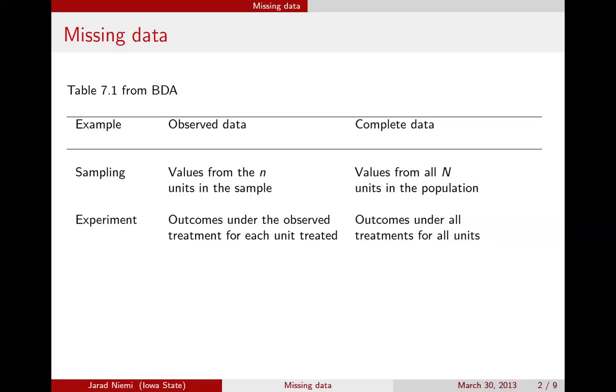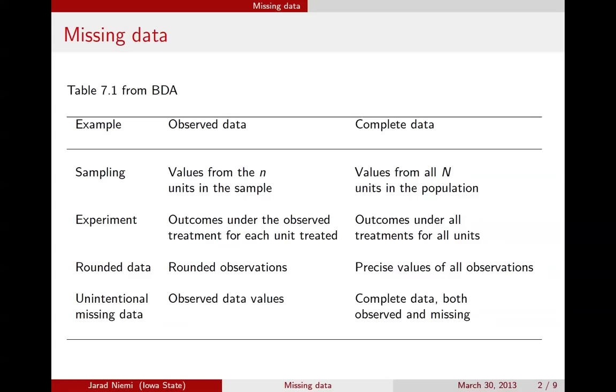Another example is that used in experimental design, where you have a certain number of units, and those units are going to get assigned a treatment. And so your observed data is that unit under that treatment, but your complete data would be that unit under all of the possible treatments. Another example is censored data, in this case rounded data, where what you actually have are the rounded observations, and the complete data would then be the actual precise values of the observations. Last one here is unintentional missing data, where you have whatever it is you've observed, and there's some missing data there, and that missing data, together with the observed data that you have, make the complete data.